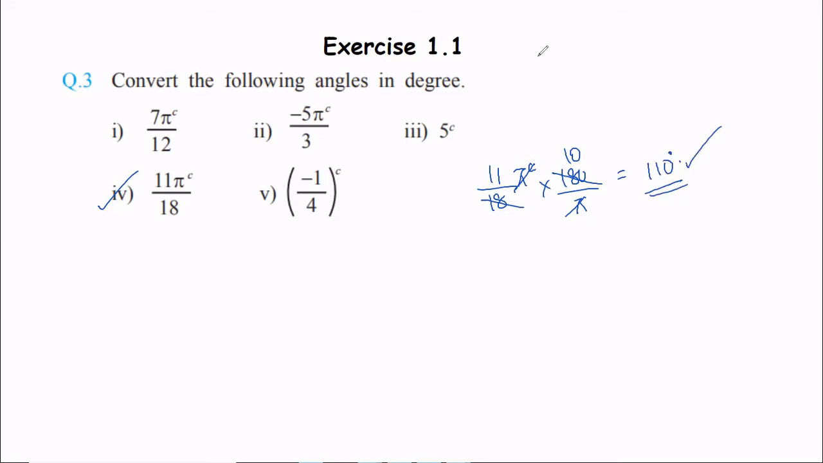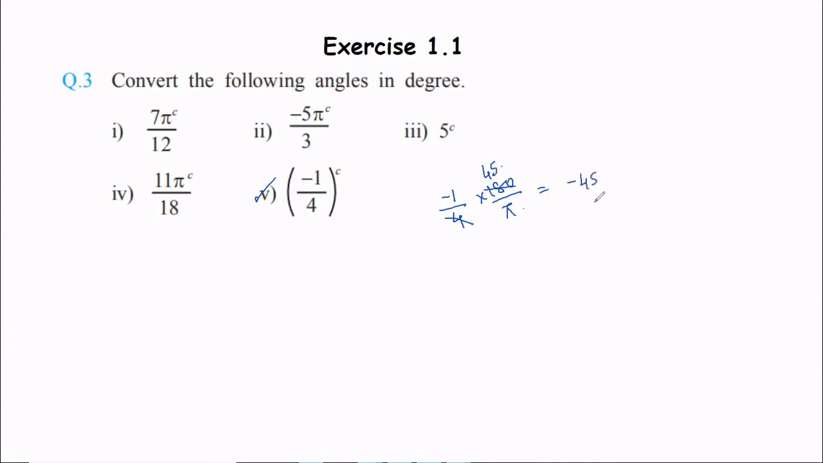Now moving to the last sum of question number 3. That is minus 1 by 4 radian. So minus 1 upon 4, this entire thing is in radian, multiplied by 180 by pi. What can we do over here? We can cancel out 4 and 180. So it will be 4 and 5. So the answer is minus 45 upon pi degrees. That's the answer for the fifth sum. So question 3 is completed.